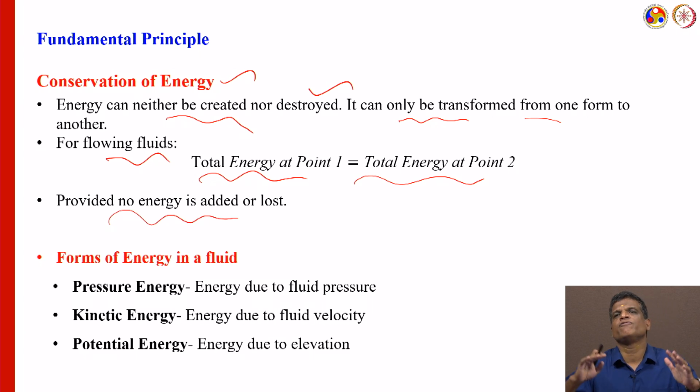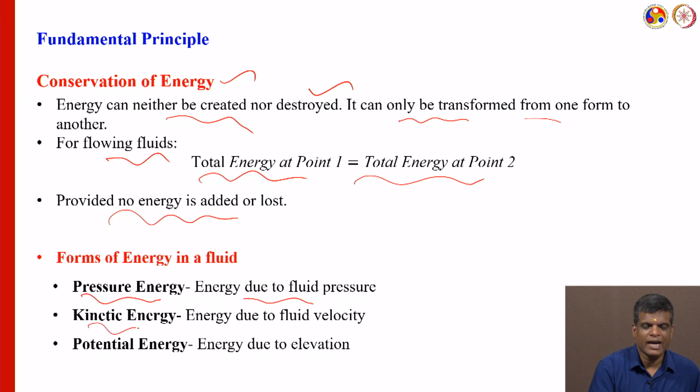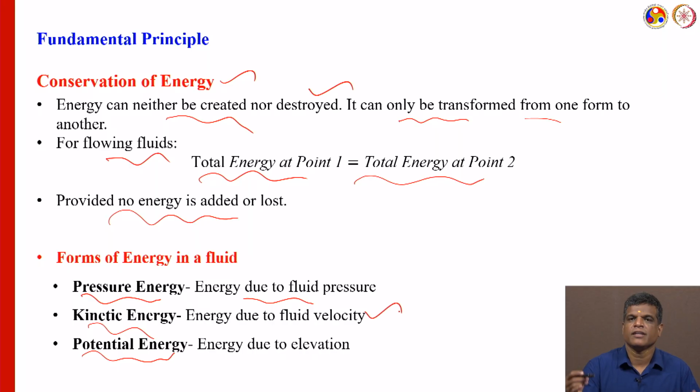So, what are the different forms of energy here? There is pressure energy due to the fluid pressure, then kinetic energy due to the fluid velocity. Then there is potential energy due to the elevation, because of height the potential energy will be there. Wherever velocity is there, kinetic energy is involved. Wherever fluid pressure is there, it forms pressure energy. So, basically you have all three types of energy here.